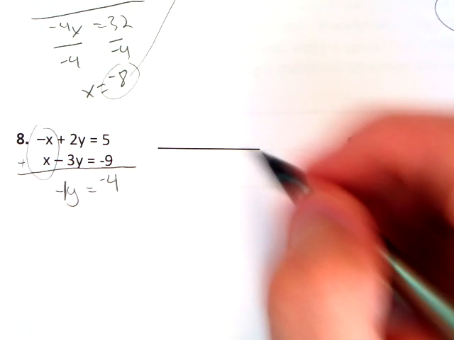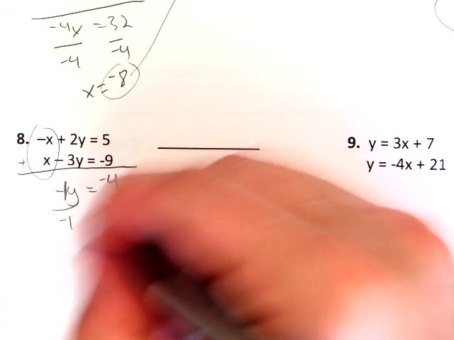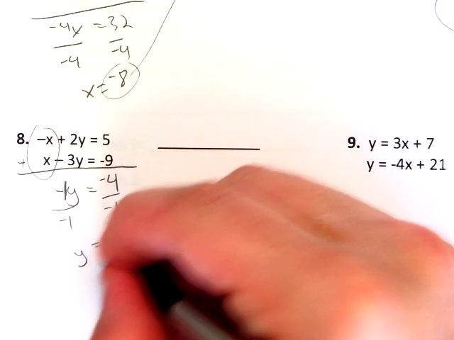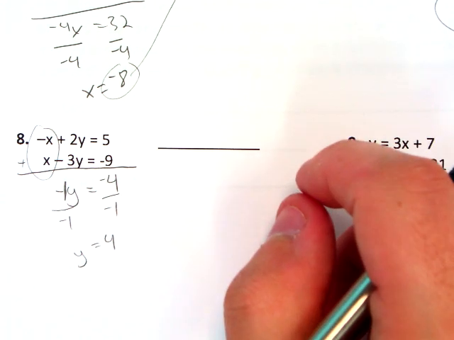There's really a 1 right here. So if I divide both sides by negative 1, I get y equals 4.